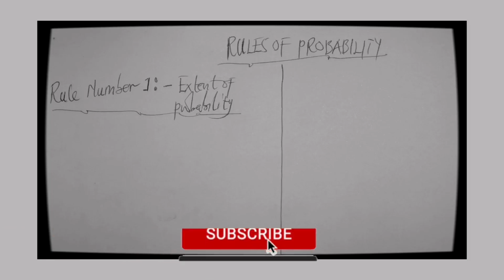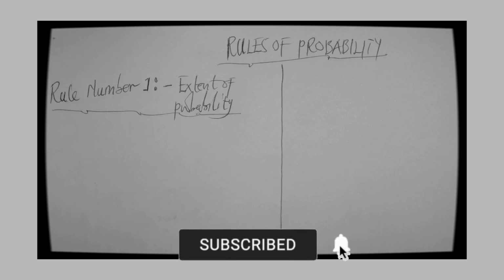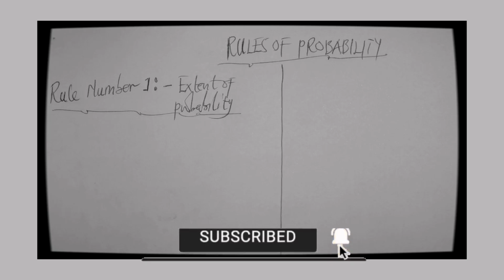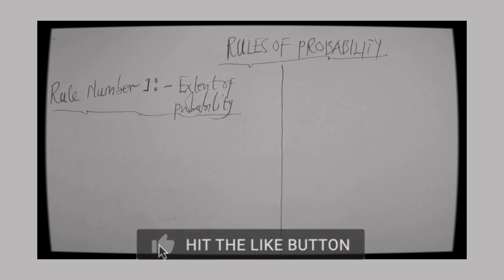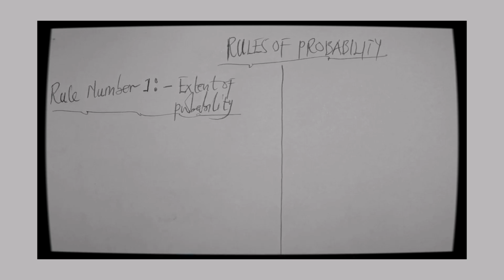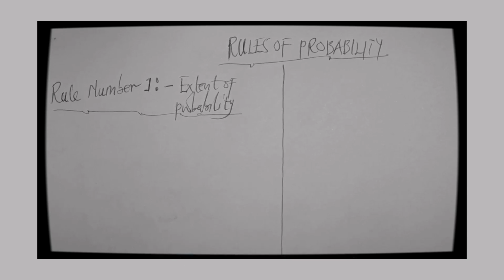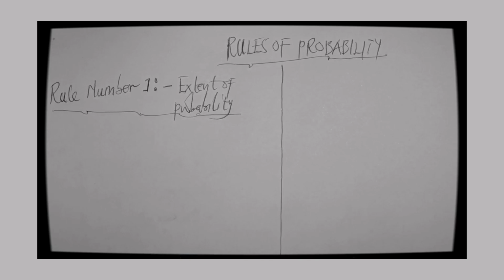Without wasting time, let's move real quick to the rules of probability. We are looking at the first rule, rule number 1: the extent of probability. So what do you mean by the extent of probability? Let's use some illustration to clarify that.